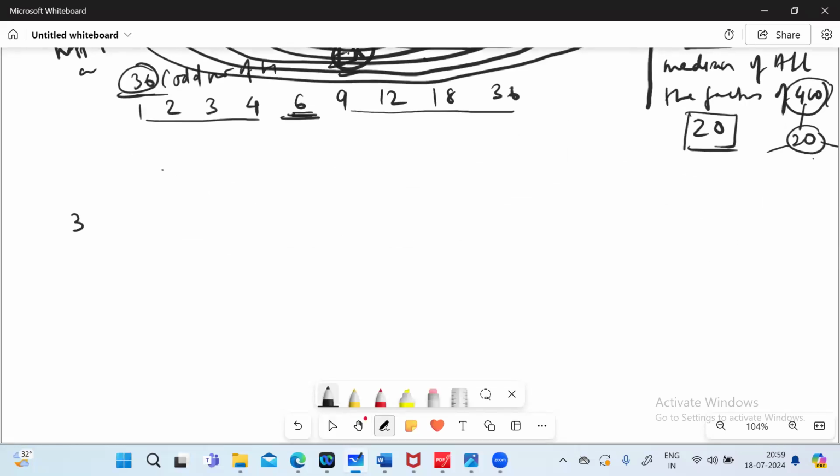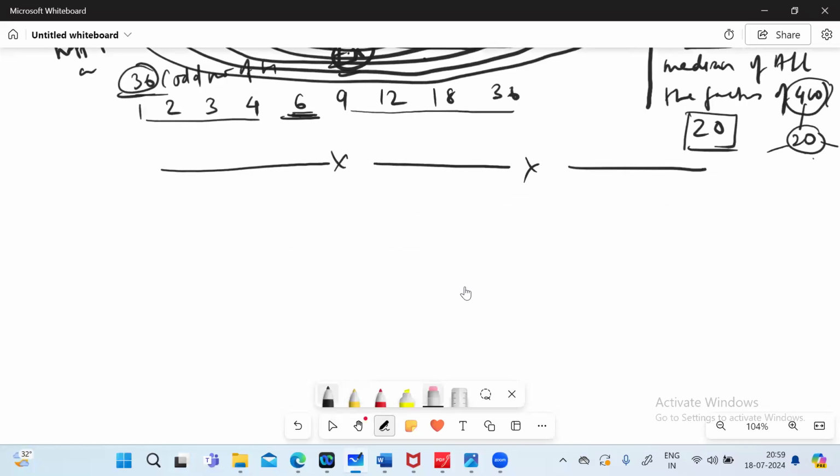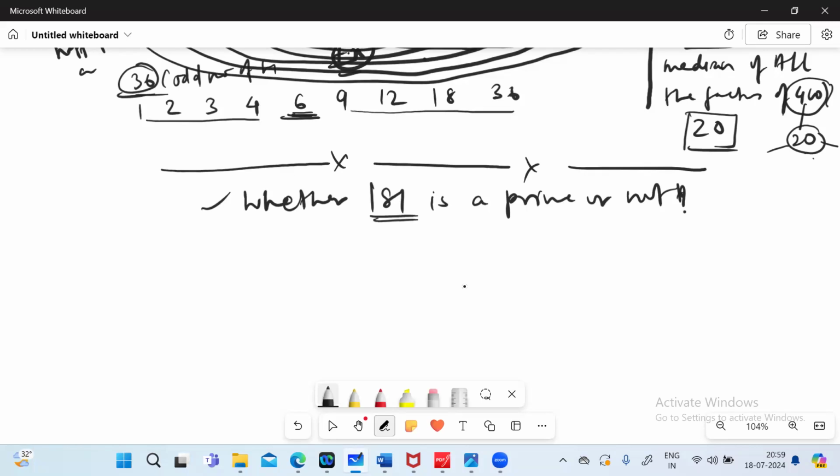The next learning here is in finding prime numbers, how you can use this concept in finding primes. So let's say somebody is asking you whether 181 is a prime or not. What I know is that 181 will definitely have two factors. Every number, even a prime, will have at least two factors, which are one and the number itself. So 181 will have 1 and 181 as factors, which we are very sure of.